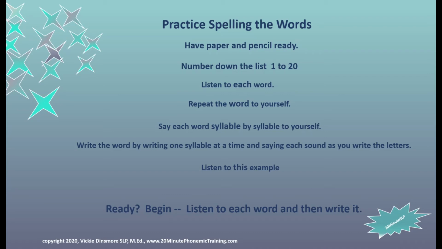So let's begin. Here's your first word. Your first word is decision. Number two is suspicion. Number three, coercion. Now let's go back over those first three. Decision, de, si, shun, decision. Suspicion, sus, pi, shun. And number three was coercion. Co, er, shun. Just break them up like that as you write them.